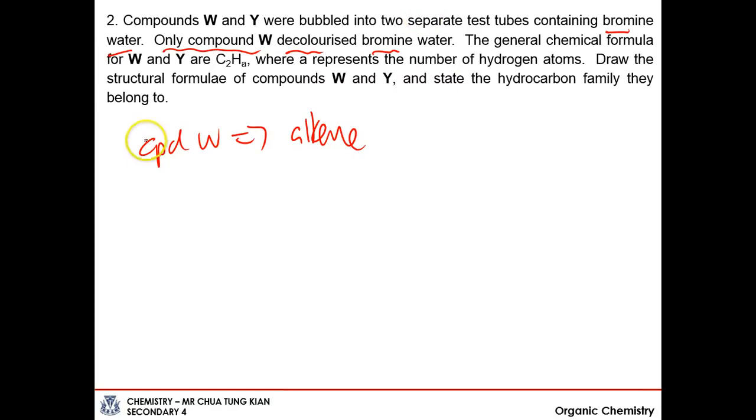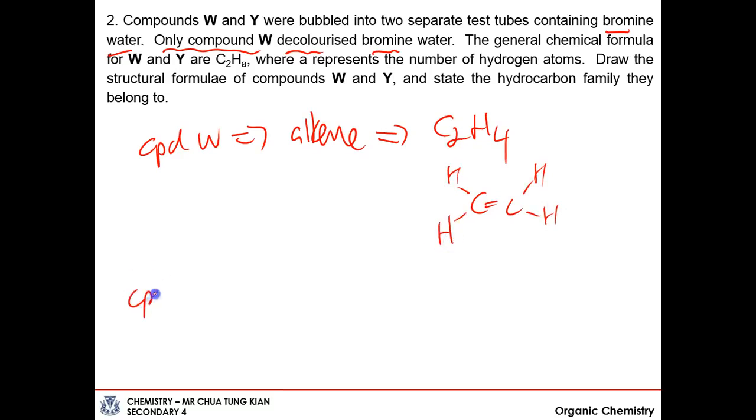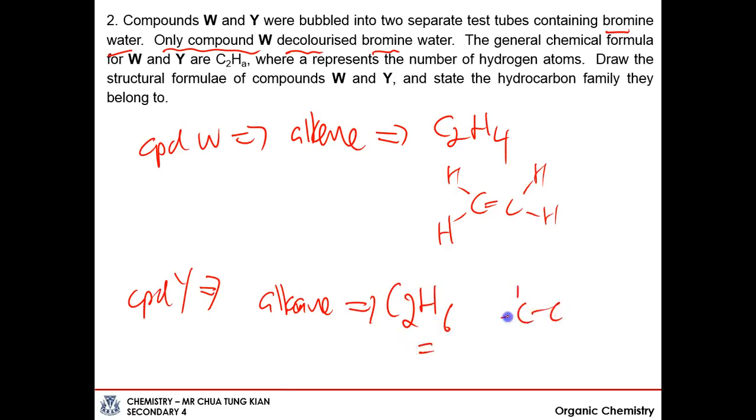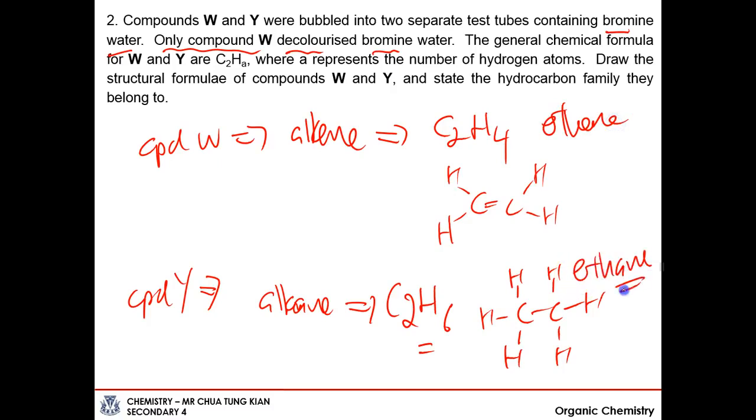So compound W is an alkene, C2Ha, so it's probably C2H4. The structure would be as such. Compound Y would be an alkane, and if it's C2H6, the structure would be as such. So this is ethene for the alkene, and this is ethane for the alkane. Okay?